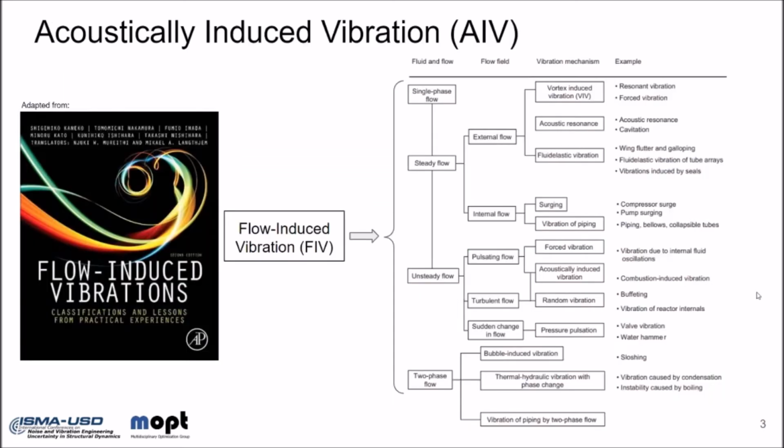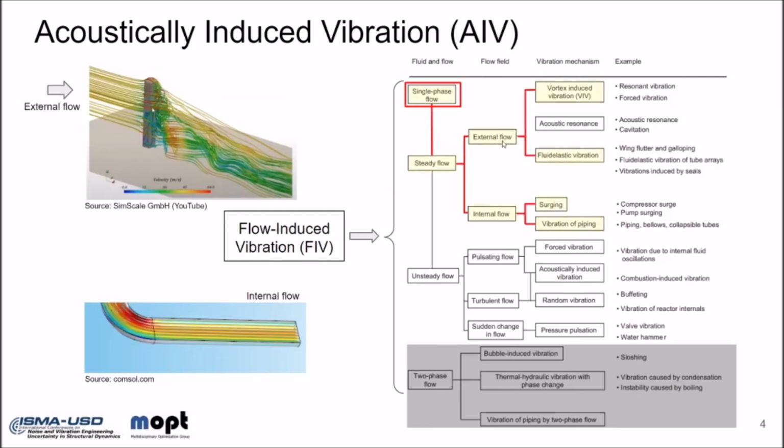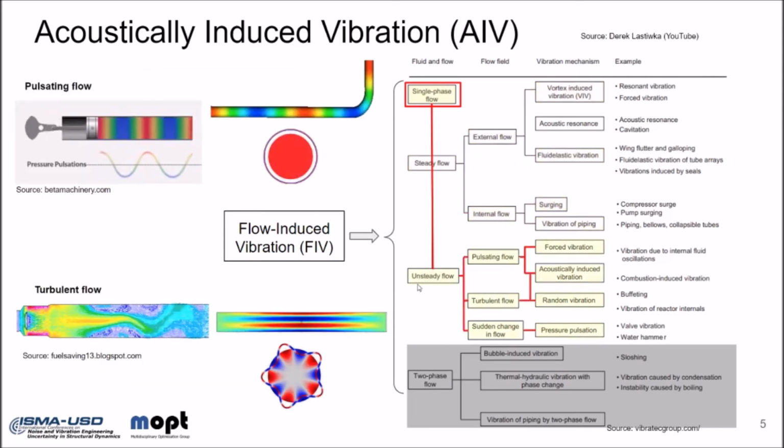So the structural behavior of pipeline systems can be strongly affected by the fluid flow through the pipes, which leads to flow-induced vibrations. In the book of Kaneko et al., we have a nice diagram to classify the types of mechanisms involved in flow-induced vibrations. Here, we are only interested in single-phase flow, not in two-phase flow, for which two types of flow may occur. Steady flow, as external flow, like wind loading, etc., and as internal flow, like in this picture. And unsteady flow, as pulsating flow, turbulent flow, and sudden change in flow, like the water hammer phenomena, for example.